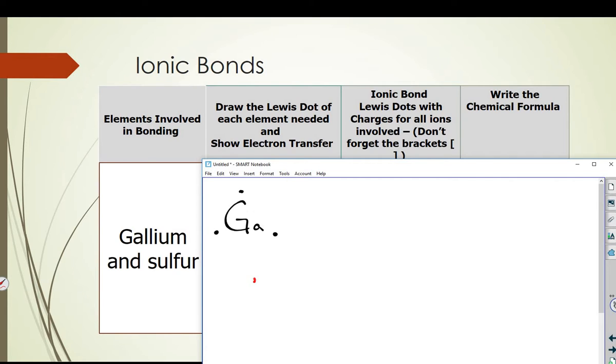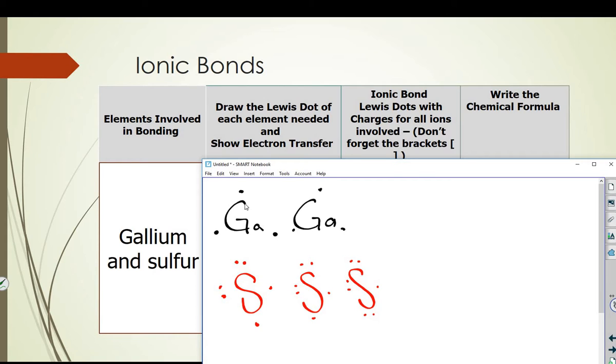And then we look for sulfur. How many does sulfur have around it? 6. Okay, so 1, 2, 3, 4, 5, 6. Now, gallium wants to get rid of 3, and sulfur only wants to take 2. So this is one of the ones where we had to get to a common factor of 6, right? So I'm going to need 2 galliums to get 6 electrons, so I'm going to draw another gallium. And I'm going to need 3 sulfurs to be able to take on 6 electrons.